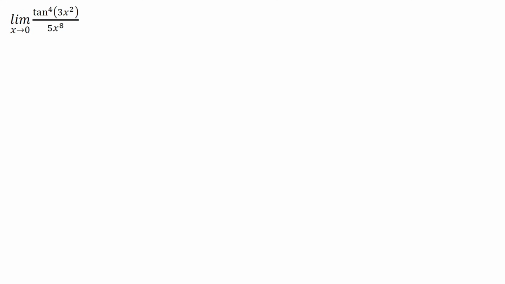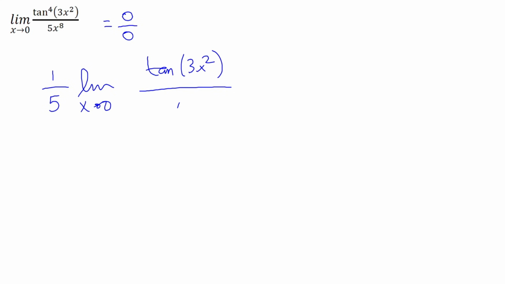All right, for our next one here, this one is definitely a problem that we do not want to try and use L'Hopital's rule on, even though it's 0 over 0. And we can see that it's 0 over 0. What we'll do is we'll use our limit rules from the first unit. We'll pull out the 1/5, right, from the 5 in the denominator. And we can rewrite it as the tangent of 3x squared over x squared, all being raised to the 4th power, right? Because that gives us the x to the 8 in the denominator, and it gives us the tangent to the 4th of 3x squared.